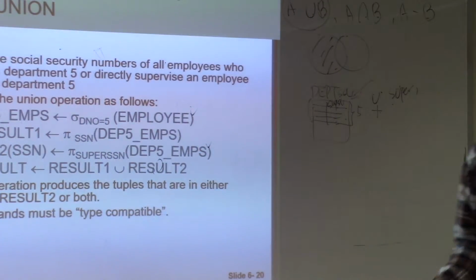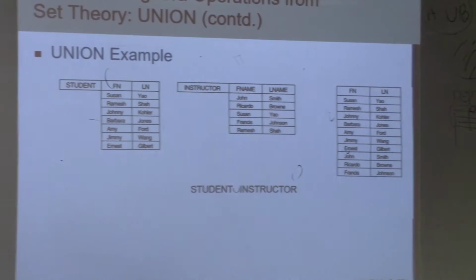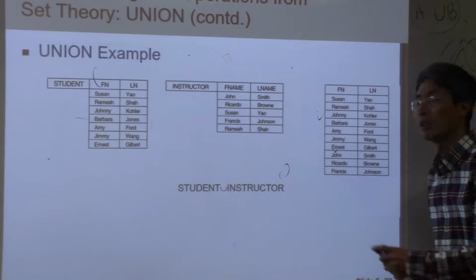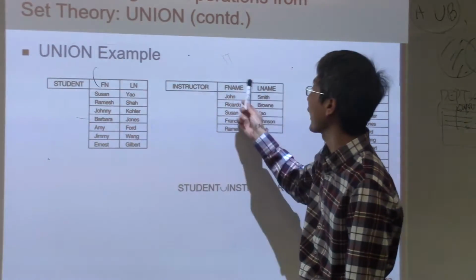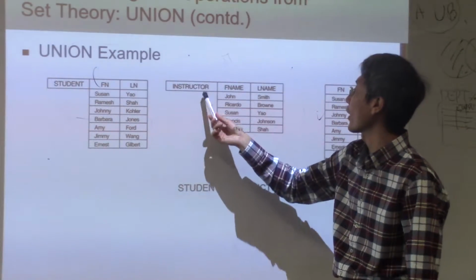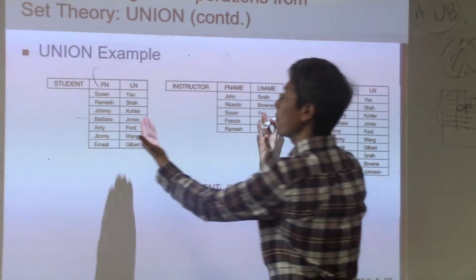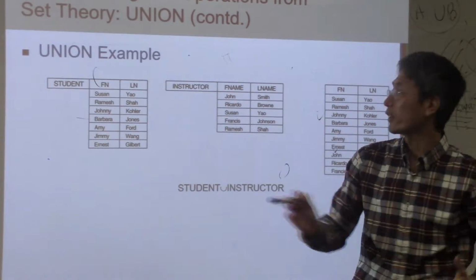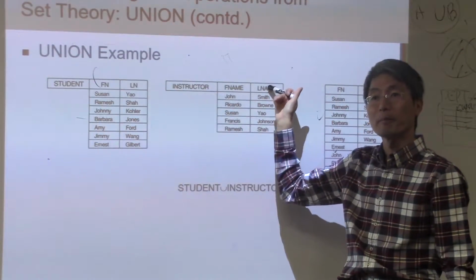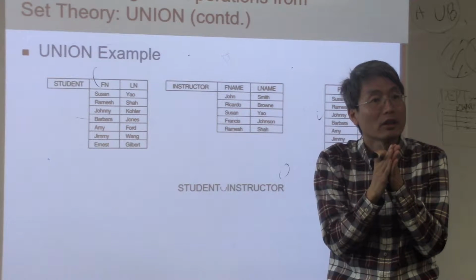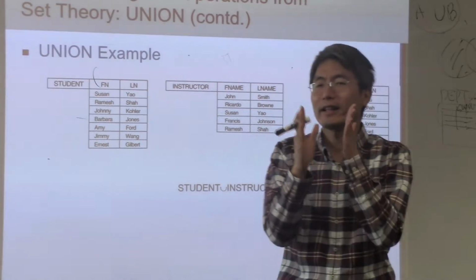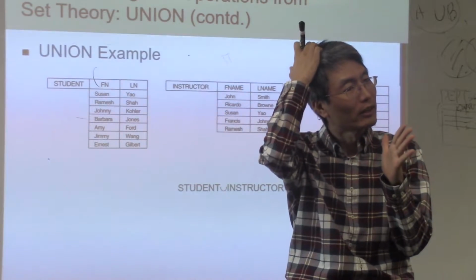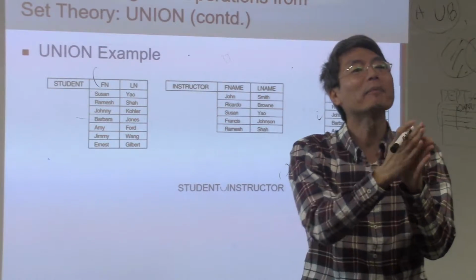So it's straightforward. We can have a union example here. When you union two relations, we have two relations: one is a student, another one is an instructor. When you combine two relations, obviously their attributes should be matching. It doesn't have to be exactly the same, but matching. What does matching mean? It means type comparable.